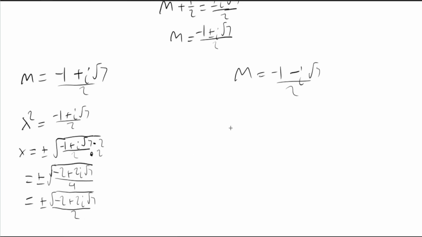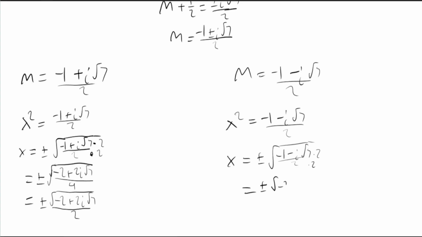Now, considering this one, we have x squared equals negative 1 minus i root 7 over 2. So we have x equals plus or minus the square root of negative 1 minus i root 7 over 2. Multiply by 2 in the numerator and denominator, and we're left with plus or minus the square root of negative 2 minus 2i root 7, all over 2. So these are our other 4 imaginary solutions.